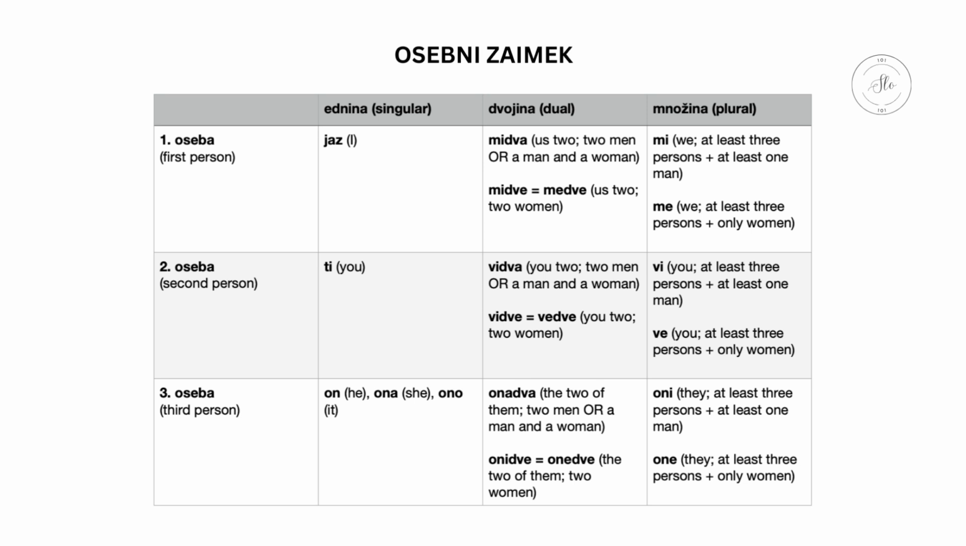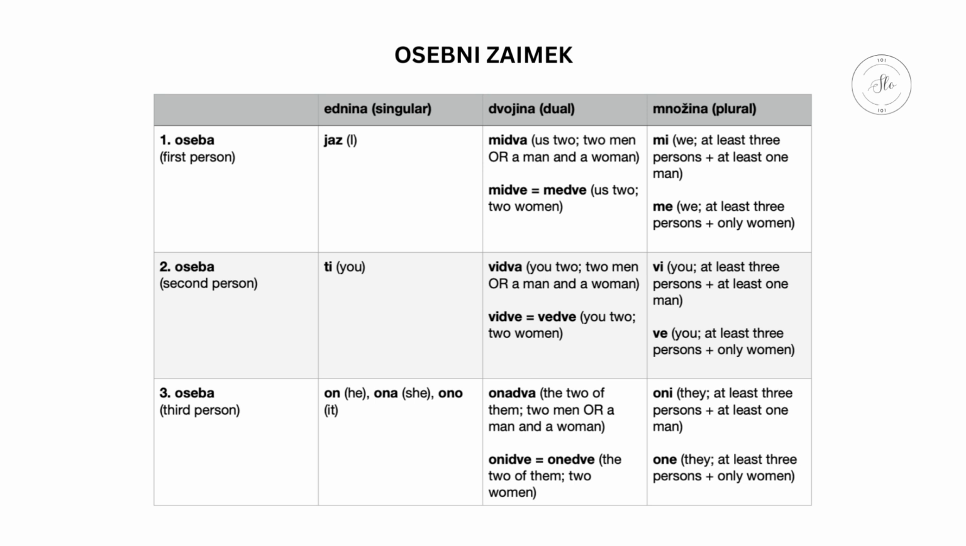For third person, we say onadva if there are two men, or if there is a man and a woman. And we say onidve or onedve if there are two women.